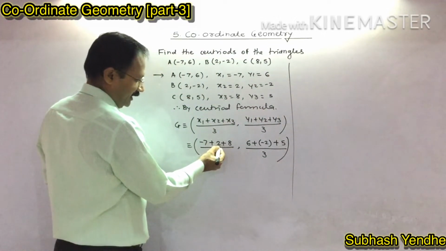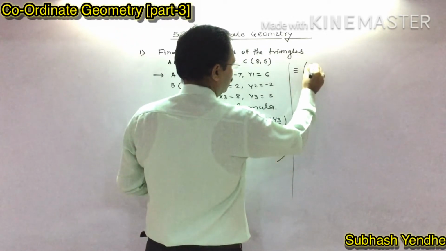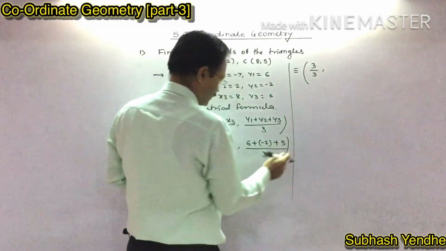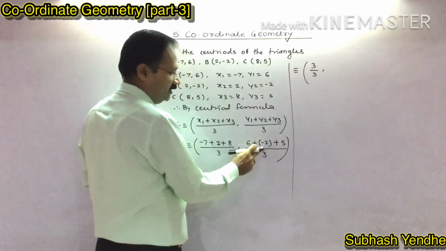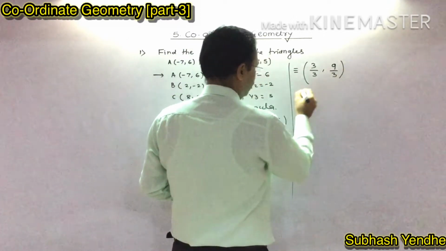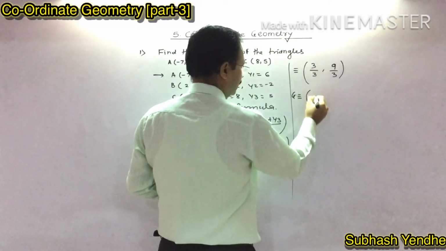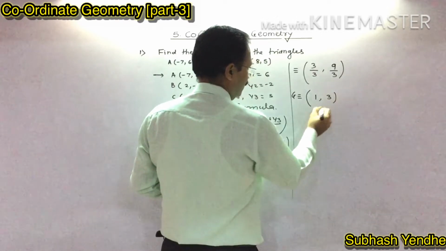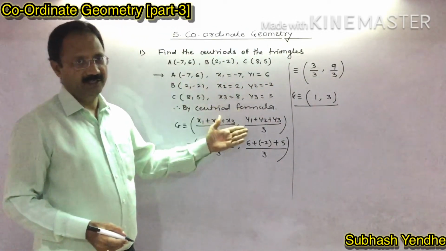Now let's write it. 8 plus 2, 10. 10 minus 7 is 3. So 3 upon 3. Then this is 6 plus 5, 11. 11 minus 2 is 9. So 9 upon 3. Therefore, the coordinates of the centroid: 3 ones are 3, 3 threes are 9. These are the coordinates of the centroid.